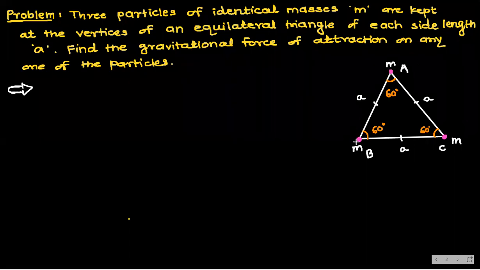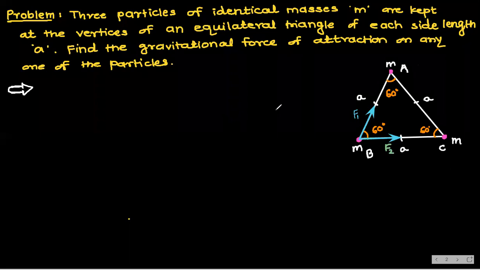Now the force between this and this is attractive, so I denote it like this. This is your F1. And this one I am denoting as F2, which is in this direction, because that is also an attractive force. So this is F2. Understanding?